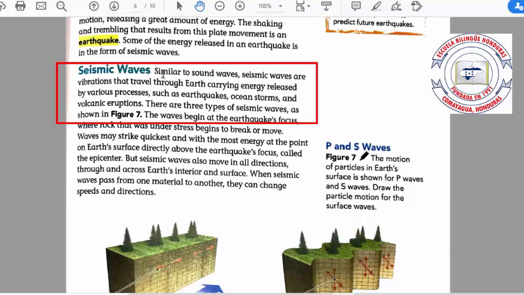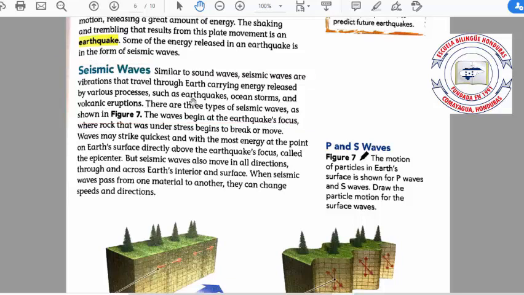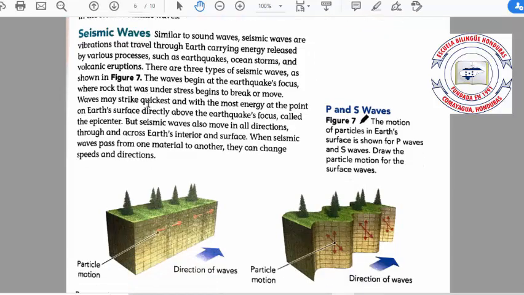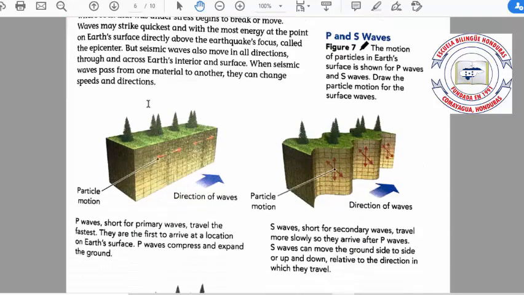Underline, guys, the first 1, 2, 3, until eruption, volcanic eruption, until there, guys. Underline the 3 types of seismic waves.